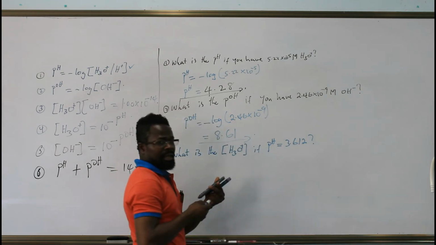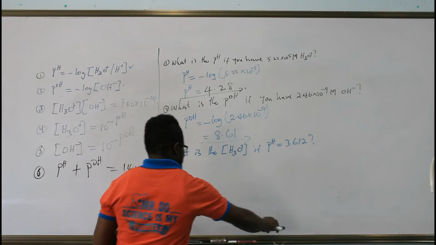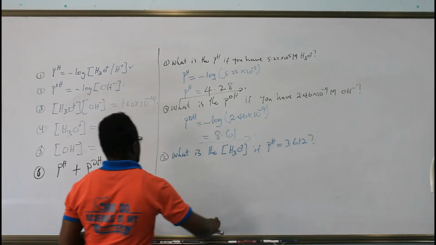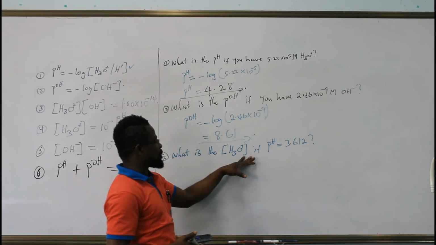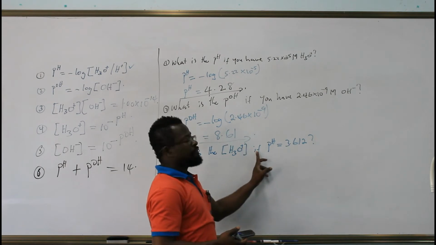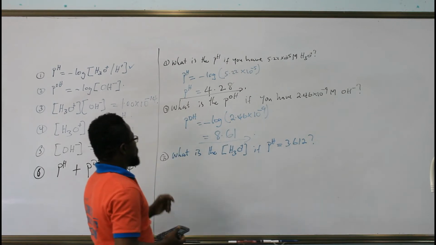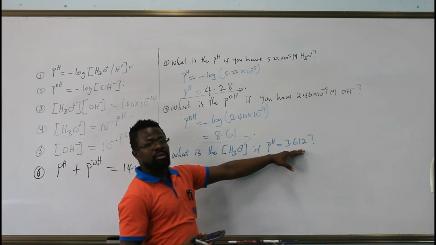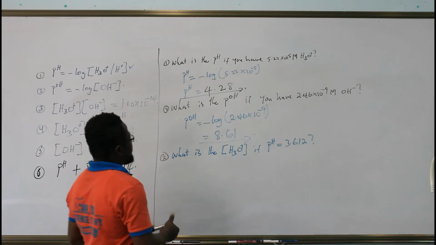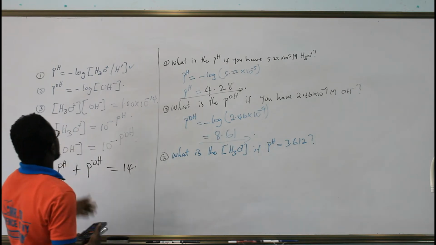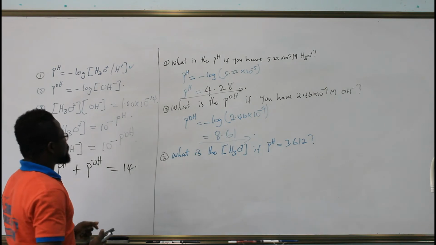Let's look at question number 3. For question 3, what are we given? What is the concentration of H3O plus if the pH is equal to 3.612? Here we are given the pH and we are going to look for the concentration. So we know that the best formula to use here is formula number 1, and we can make use of it straight away.